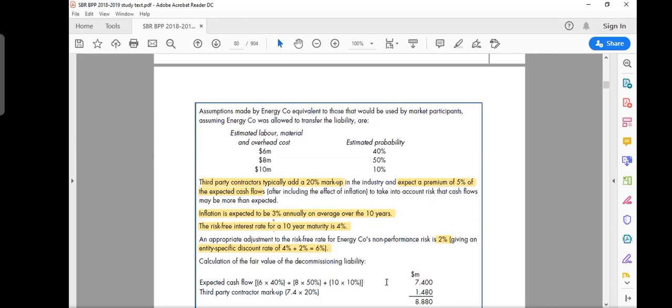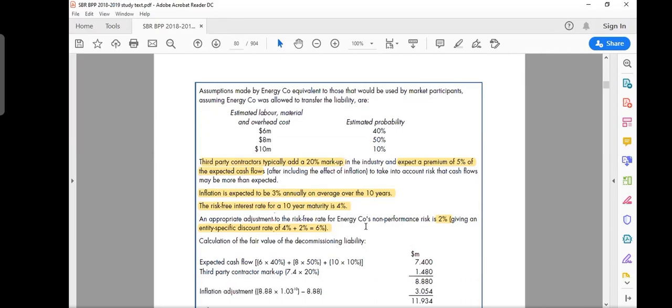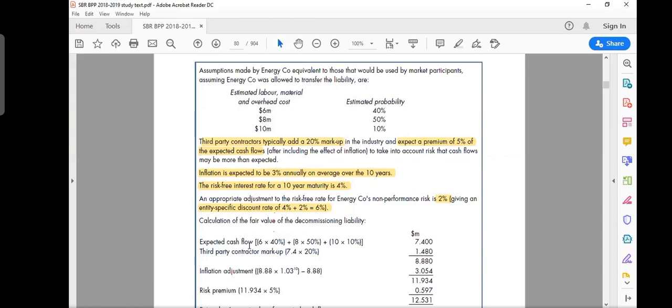Calculation of the fair value of the decommissioning liability. So first is expected cash flow. Like we said, that 6 million into 40% plus 8 million into 50% plus 10 into 10%. So expected value of liability is 7.4 million. This is the cash flow.